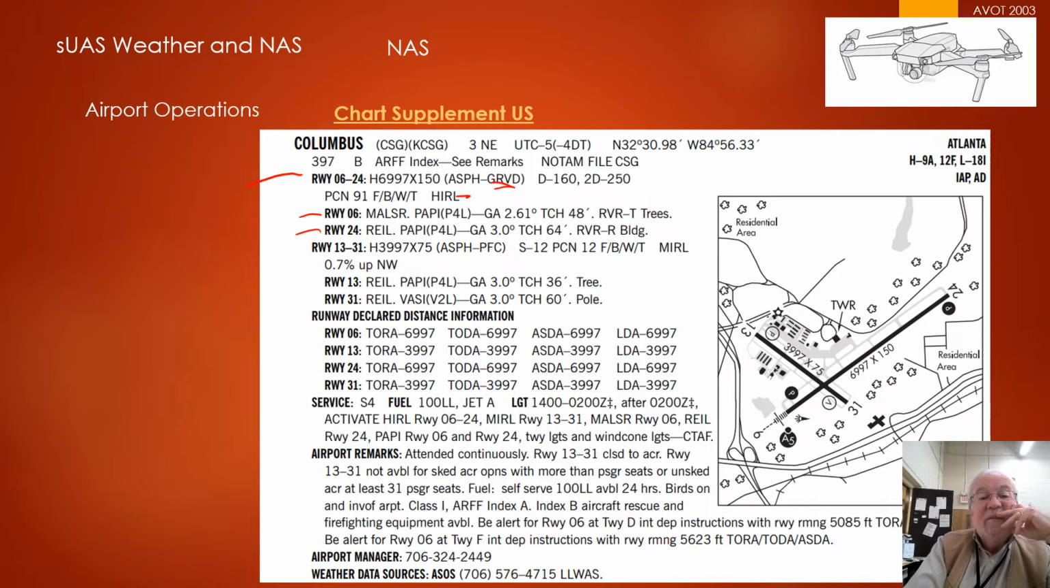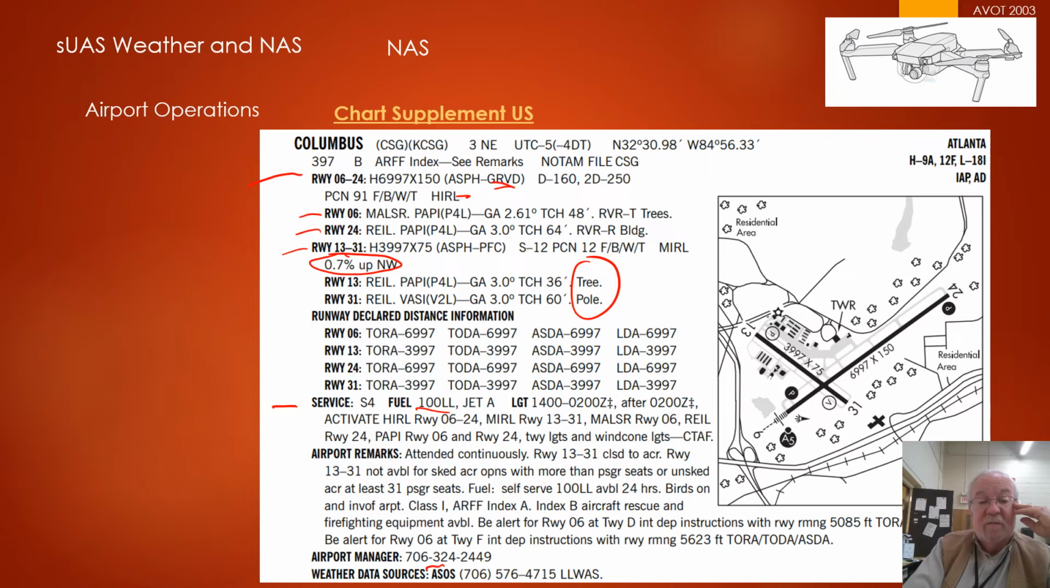There's a building on the right side. Ooh, here we go, 7% up. Not that you need to know that, but I'm listing some of the obstacles. You have fuel down here, services, airport marks intended continuously, runway. That's about it for that.